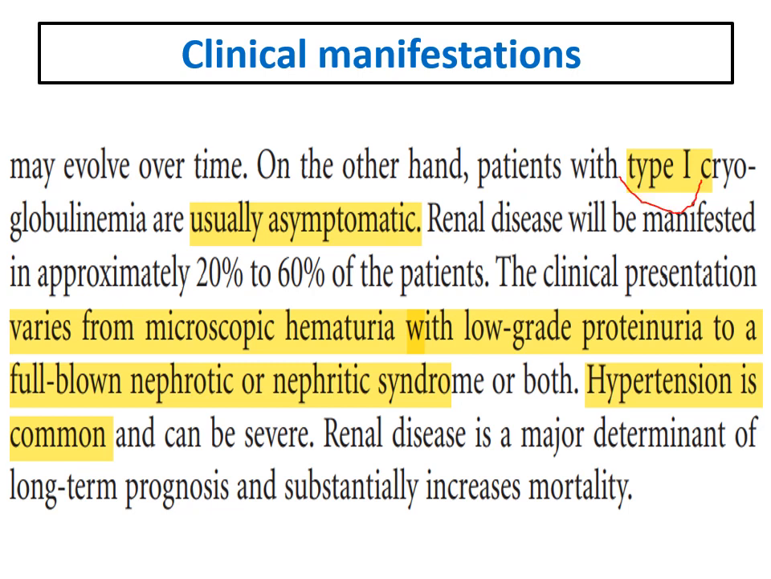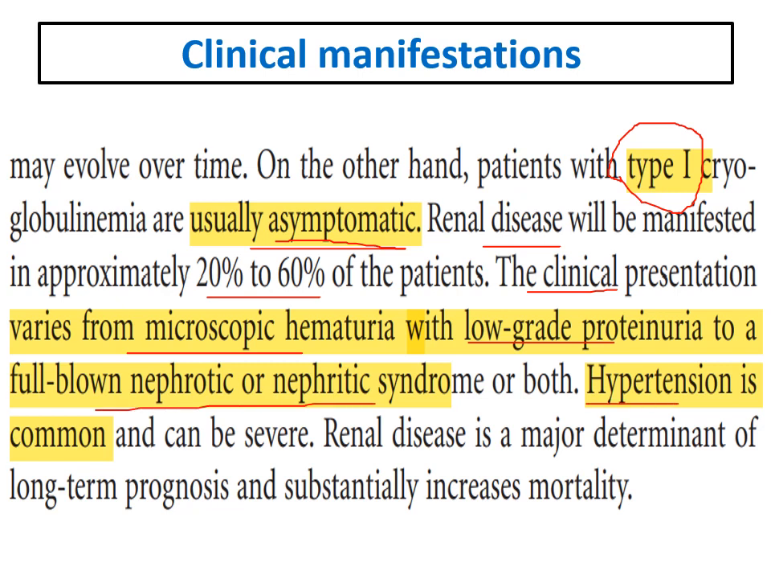What about type 1? Clinical manifestations of type 1 are usually asymptomatic in most cases. Renal disease usually occurs in 20 to 60% of cases, and the clinical presentation varies from microscopic hematuria and low-grade proteinuria to a full-blown nephrotic and nephritic syndrome. Hypertension is common and can be severe. And renal involvement in cryoglobulinemia is the major determinant of long-term prognosis and mortality.